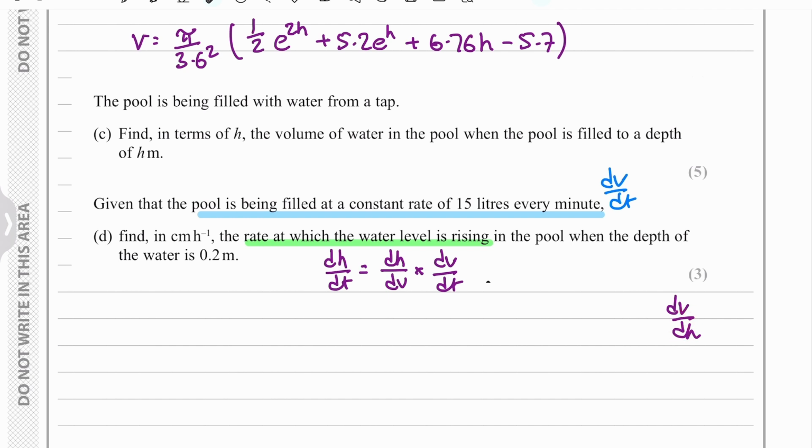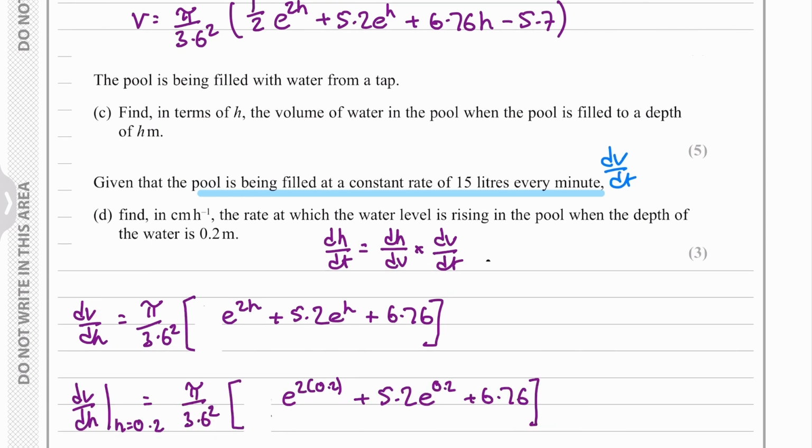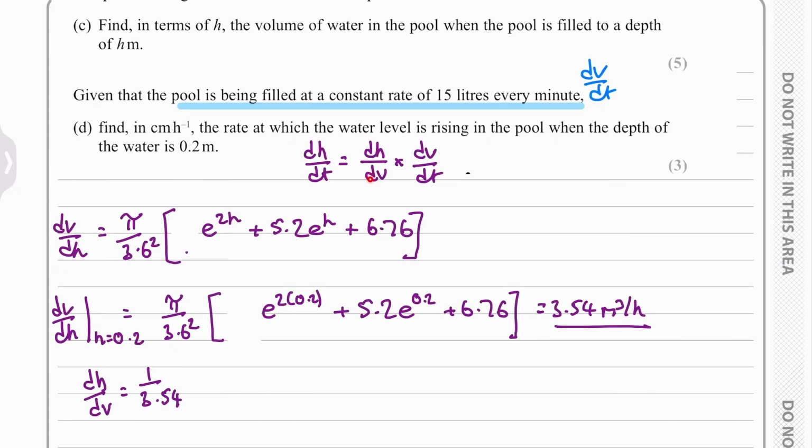So when we differentiate V with respect to h, we can leave this constant alone, and then we're told here that the depth of water is 0.2 meters. So we can substitute this h into here, and that will get us dV by dh at that point. And when we work this out, we get 3.54 meters cubed per hour. So then we'll reciprocate this to get dh by dV. So now we have this term.